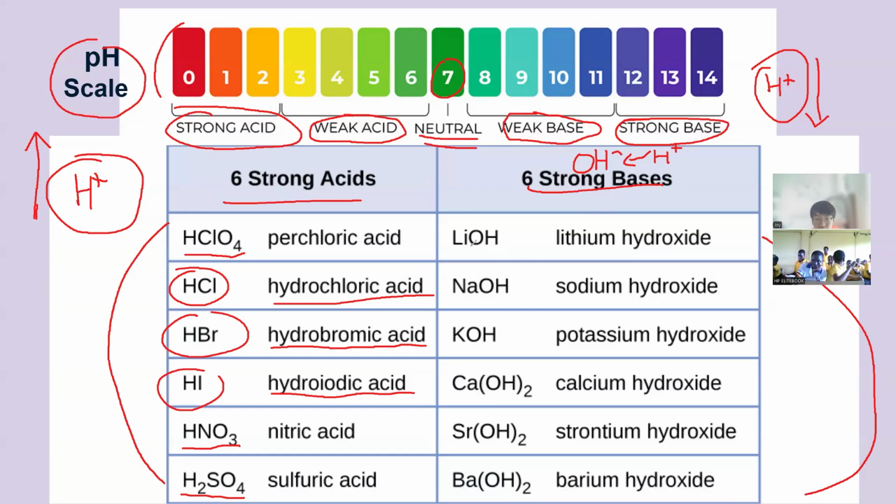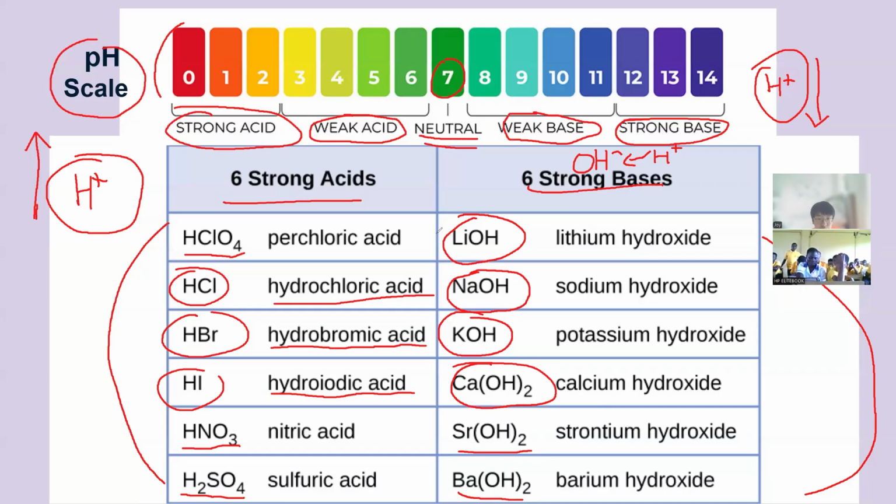Strong bases include lithium hydroxide. This is important to note. Again, sodium hydroxide, we looked at this already. Potassium hydroxide, we also looked at this. Calcium hydroxide, we also had an example. But there are some other ones that we didn't discuss, like strontium hydroxide and barium hydroxide. So these are some examples of strong acids and strong bases. There are six strong acids and six strong bases.